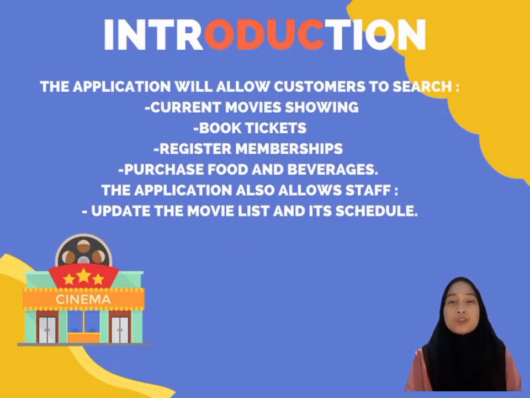We will begin with the introduction of the system. A cinema development project has begun and it needs a suitable application for the cinema. The application will allow customers to search for current movies showing, book tickets, register membership, and purchase food and beverage. The application also allows staff to update the movie list and its schedule.